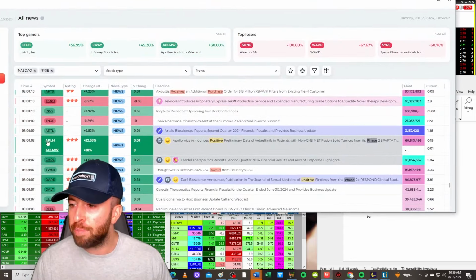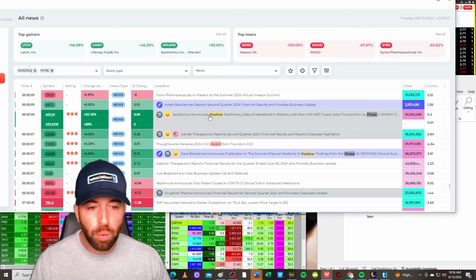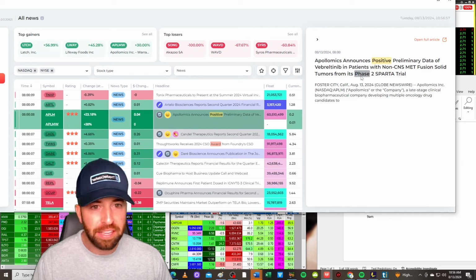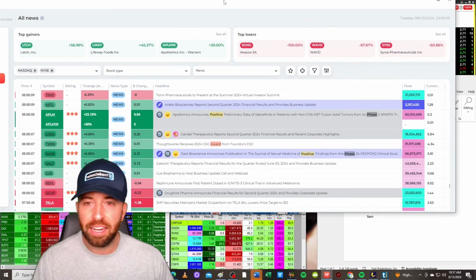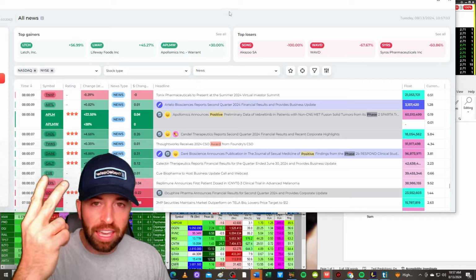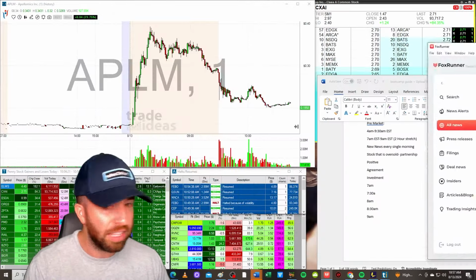So if I am looking at my news scanner and I see at 8 o'clock we have a 3-star press release with the words positive phase 2 data, positive phase 2 data right here at 8 o'clock, I know what time it's coming out. I know what the keywords are. And I know I can do limit orders to get in on these plays.